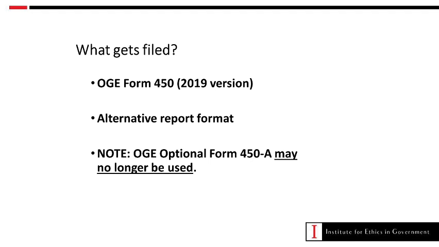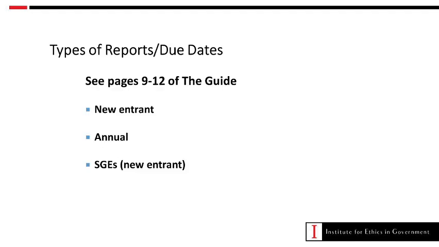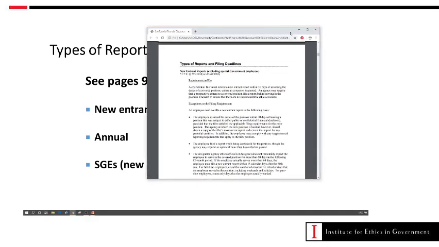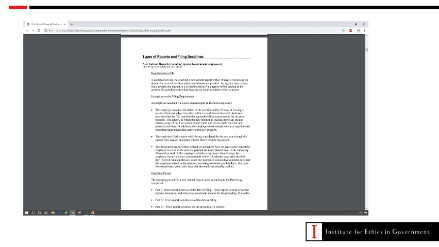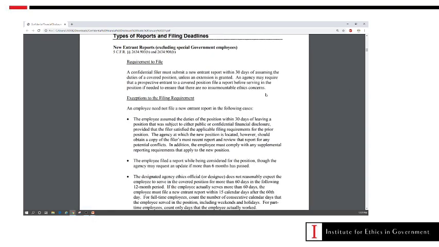Okay. So we're going to go to the guide now. We're going to pull up the guide itself because we're going to talk about types of reports and filing deadlines. So why do we care about filing deadlines, Patrick? Other than the nuisance of having to report things by a certain time certain, why do we care about filing deadlines?